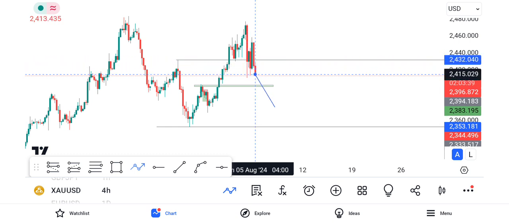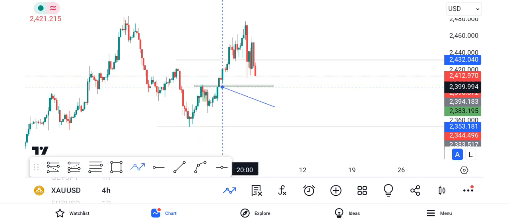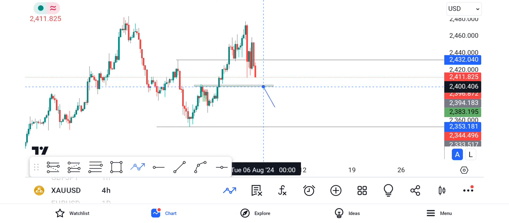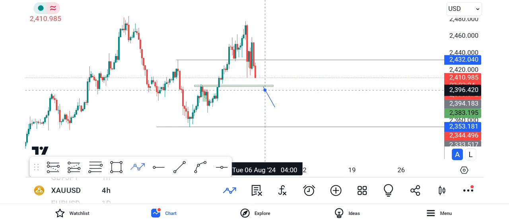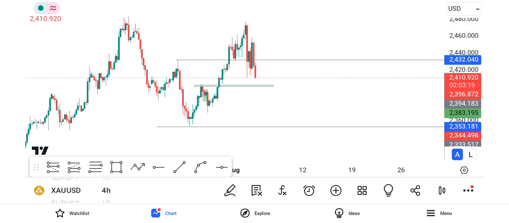So our next support that we'll be looking at for buys is right here. This one is our next support. Around this point we look for a bullish change in trend, and then we go up.